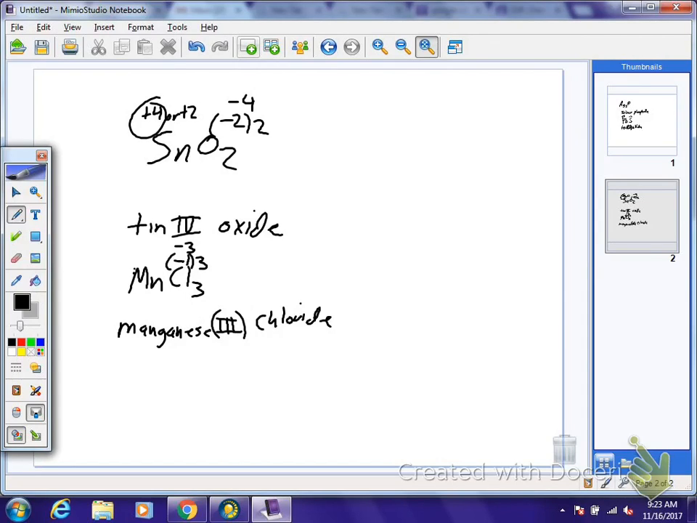Okay, and then the next one is probably the most difficult one, Bi2O3. So bismuth can be a 2 or a 5, I think. So which one is it? So we look at the 3. Oxygen's a -2. We've got 3 of them. -6. I'm sorry, I said 2 or 5. It's a 3 or a 5.